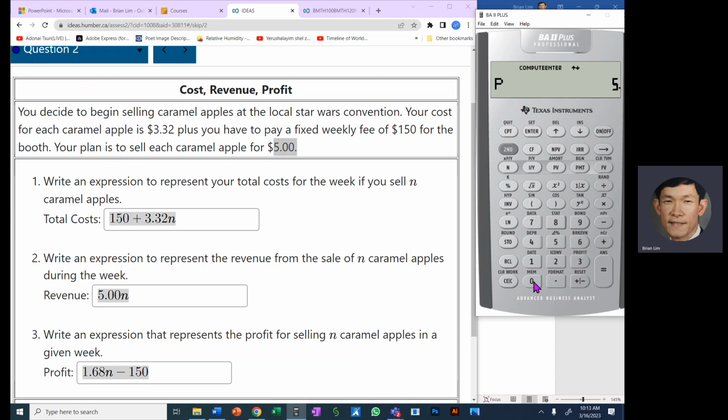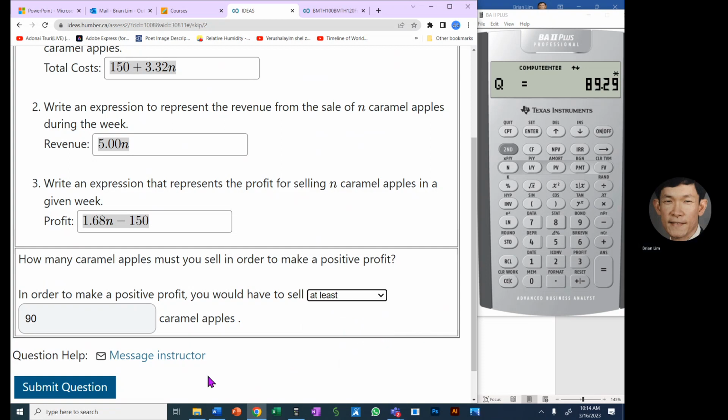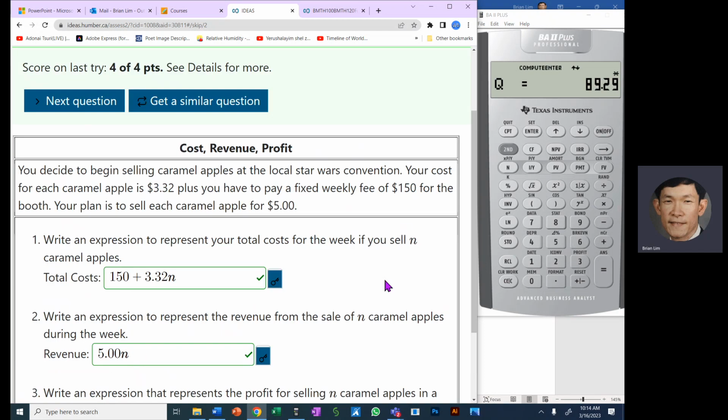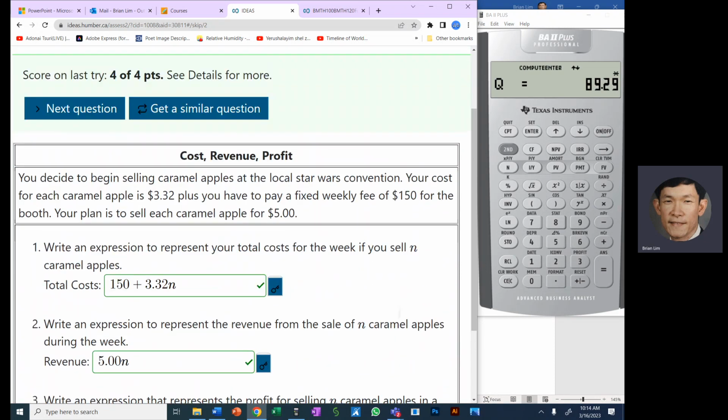We can put 5.00, enter, and the profit is 0 because it's break even. And the quantity we will compute, so 89.29, so we will have to round that up and put in the number of 90, correct? 90. And select an answer, you'll have to sell at least 90. Okay, so let us submit the question, and we are correct. So all the numbers are correct.